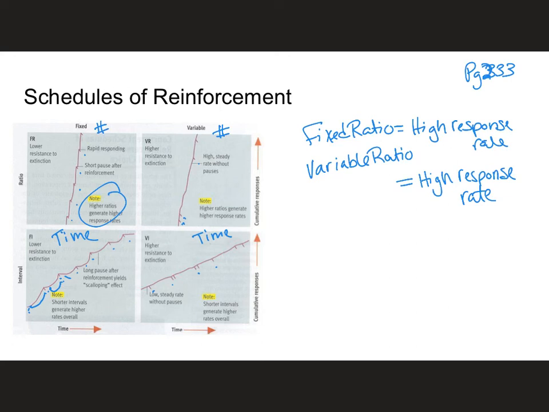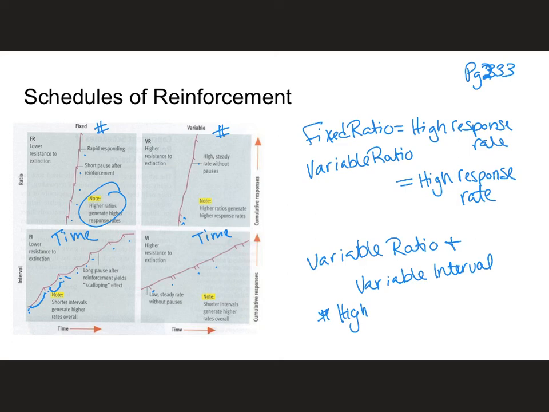What else we know though is that the two that have the highest resistance to extinction are going to be variable ratio and variable interval. Both have a higher resistance to extinction, meaning it's harder to get rid of the behavior once that behavior has been established.